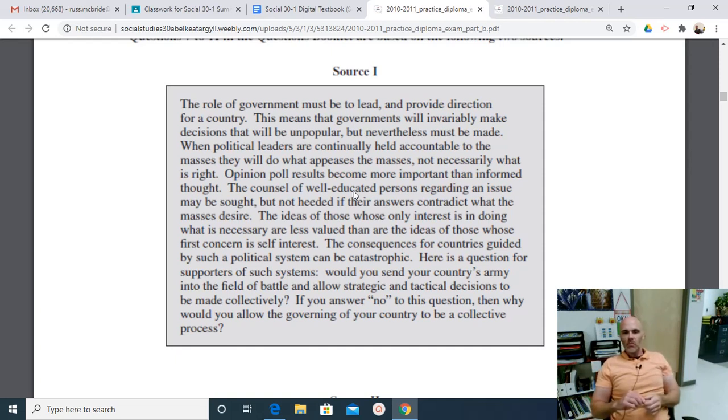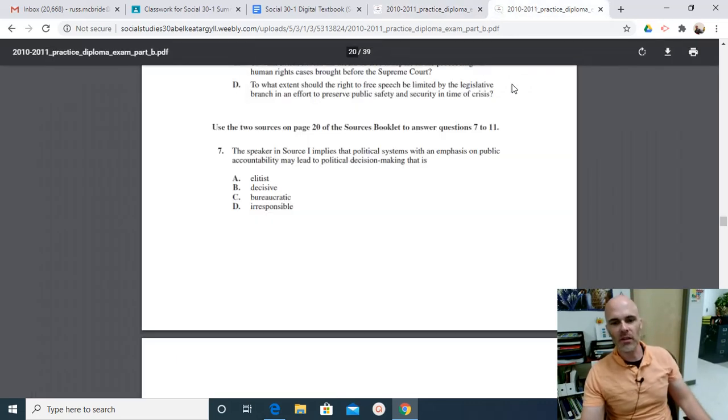Here's a question for supporters of such systems. Would you send your country's army into the field of battle and allow strategic and tactical decisions to be made collectively? No, because that would be irresponsible.